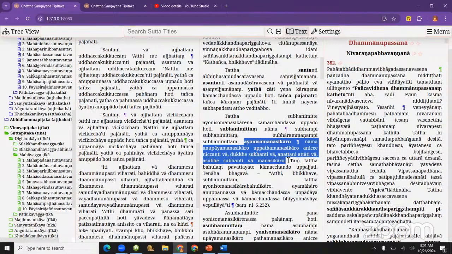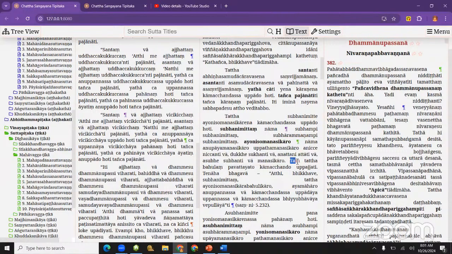So you now just want to understand how this sensual desire arises in me because of ayoniso manasikara, the unwise attention. Unwise attention to what? To the subha nimitta, attractive object. This is the ayoniso manasikara. Okay, then again, tang means this. Tang tatta bahulang pavattayato kāmacchando uppajjati. This ayoniso manasikara, in the case of this attractive object, bahulang pavattayato kāmacchando uppajjati. If it arises abundantly in your mind again and again, that means there arises kāmacchanda.